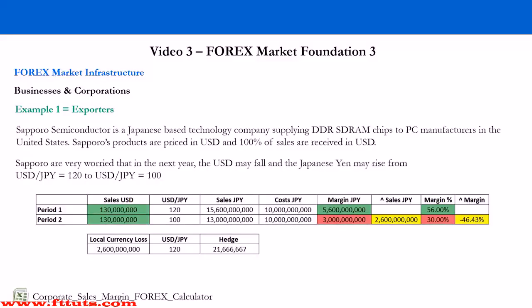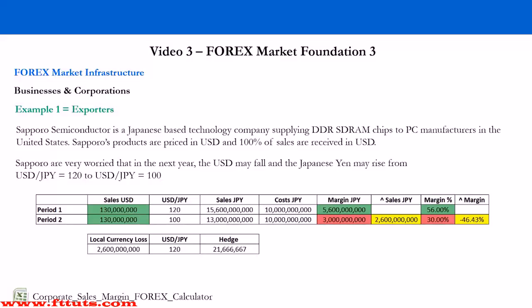So let's look at a case study of a Japanese-based technology company called Sapporo Semiconductor. Sapporo, in this case study, are supplying SD-RAM chips to PC manufacturers in the United States, and they're selling these chips priced in US dollars. So 100% of their sales are received in US dollars. At the beginning of the year, Sapporo are concerned that in the next financial year, the US dollar might fall and the Japanese yen rise against the US dollar. That would be a change in the exchange rate from $1 buying 120 yen to $1 buying 100 yen.